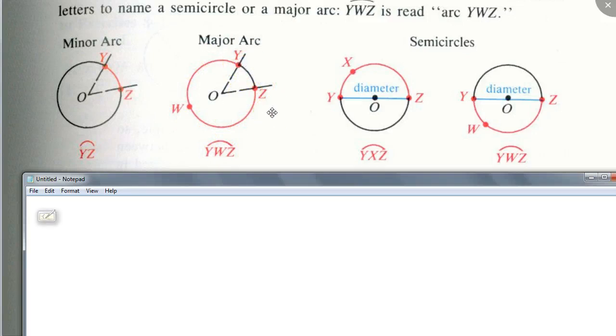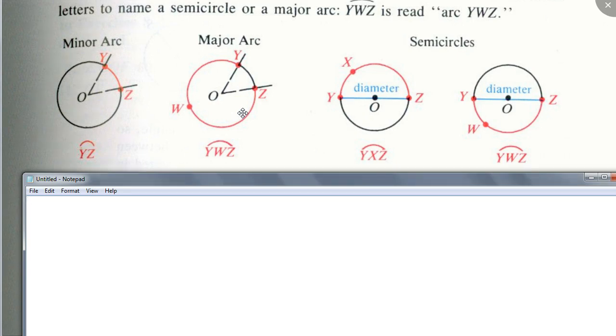The reason is kind of obvious. Chris? Because if you use two, it would just be the small, minor arc. So for minor arcs, we use two letters. For major arcs, we need to use three letters. Does that make sense? If I'm talking about this major arc and I just said arc YZ, you'd be saying, well, which one are you talking about? The major arc or the minor arc? So that's why we use three letters for major arcs and two letters for minor arcs.